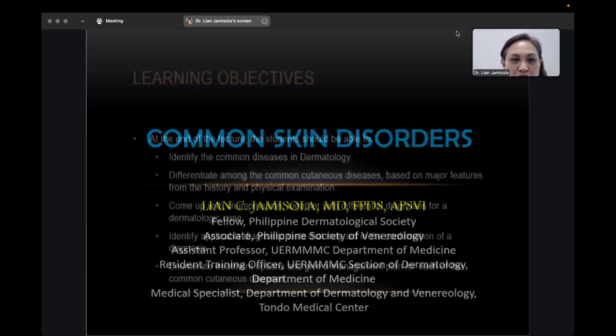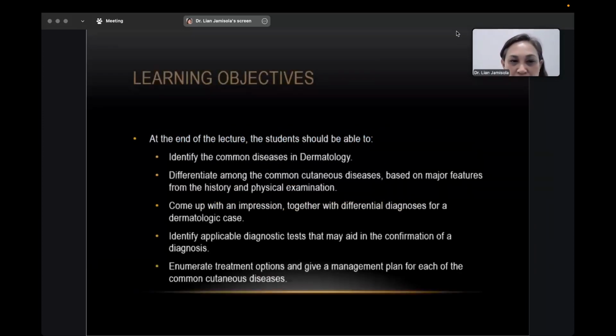Okay, so our objectives for this morning: at the end of the lecture, the students should be able to identify the common diseases in dermatology, to differentiate among the common cutaneous diseases based on the major features from the history and physical examination, to come up with an impression together with some differential diagnosis for a dermatologic case, to identify applicable diagnostic tests that may aid in the confirmation of the diagnosis, and to enumerate treatment options and give a management plan for each of the common cutaneous diseases.